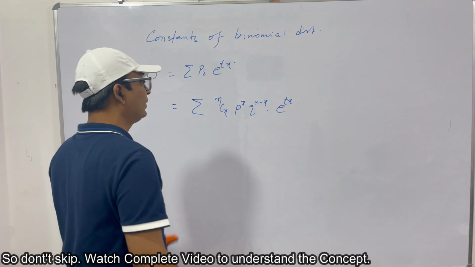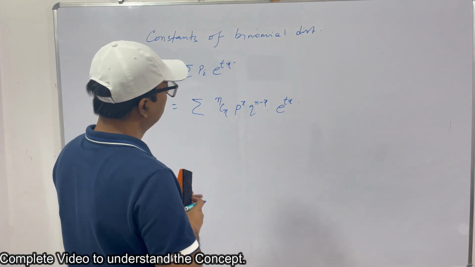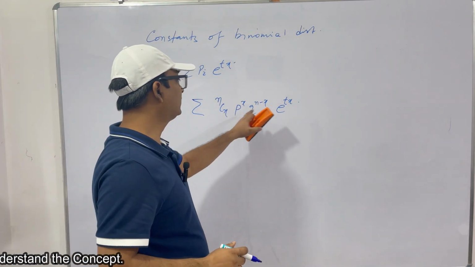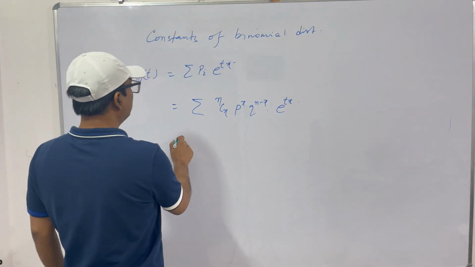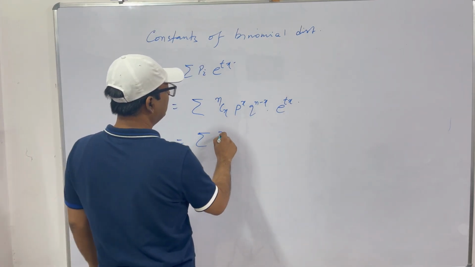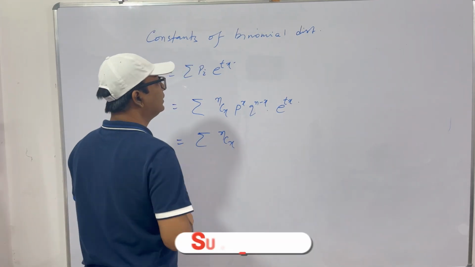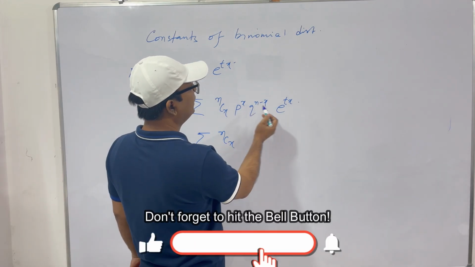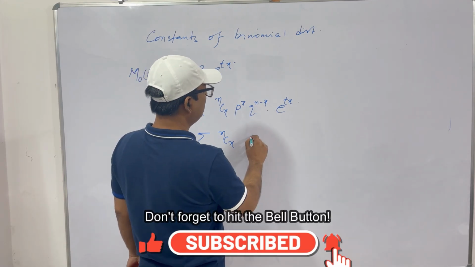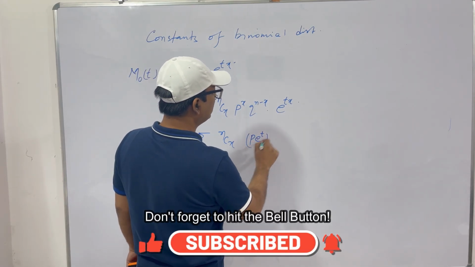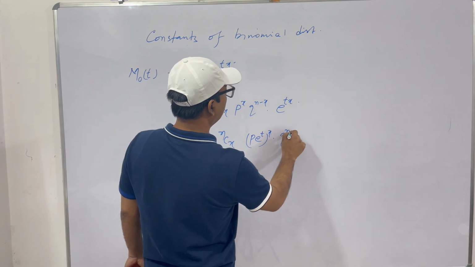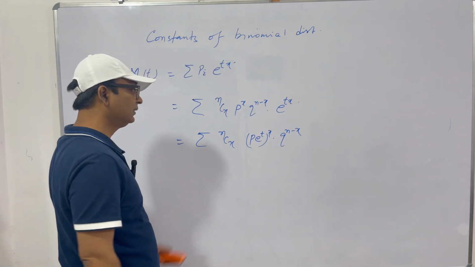Now, if you collect as per the powers, what you will get? You'll get nCx, then we have this p and e, that is (pe to the power t) to the power x, and q to the power n minus x. We can write it like this.